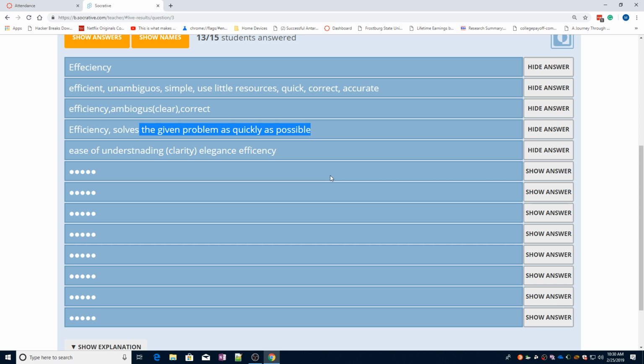This is going to get you to 4 out of 5, right? Elegance, that is something that just comes with time. That is the style of your code.